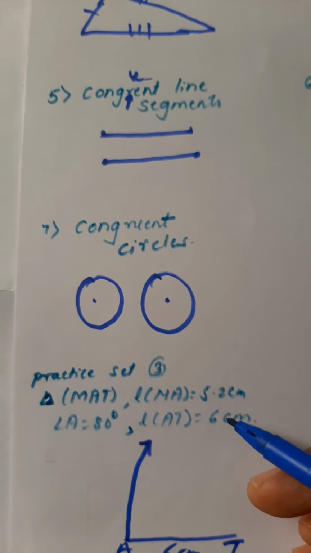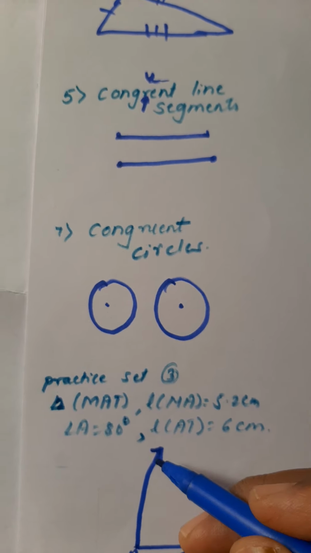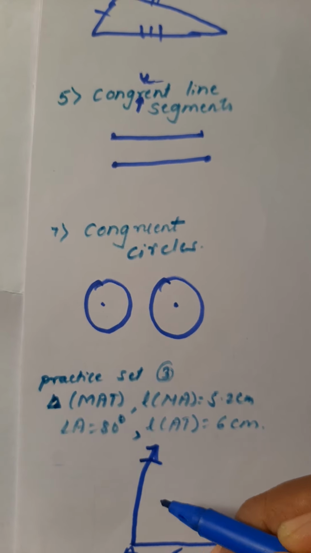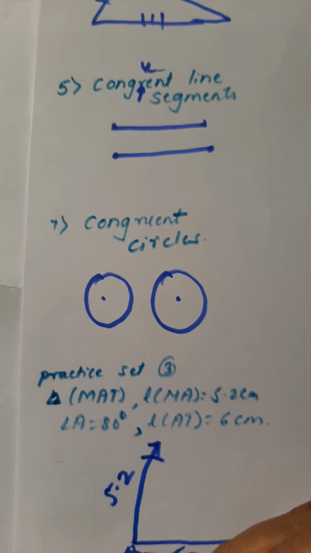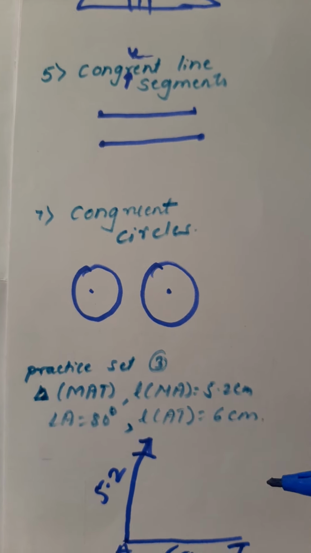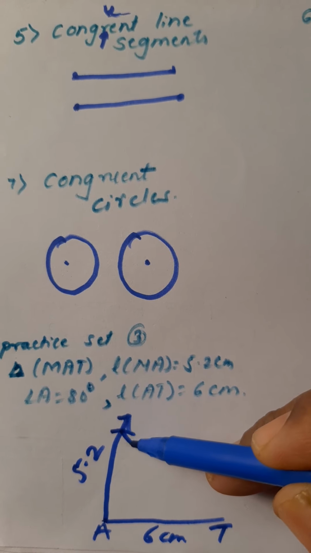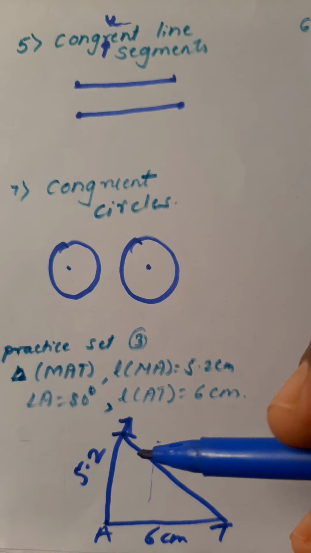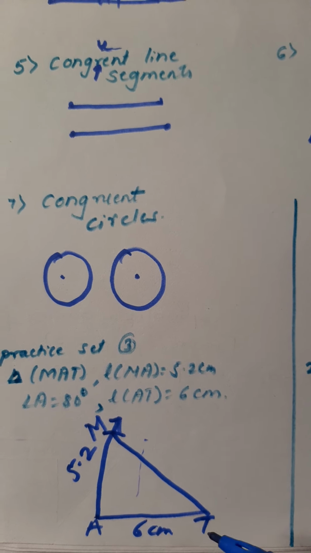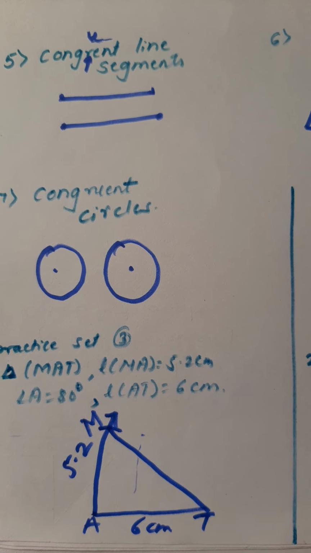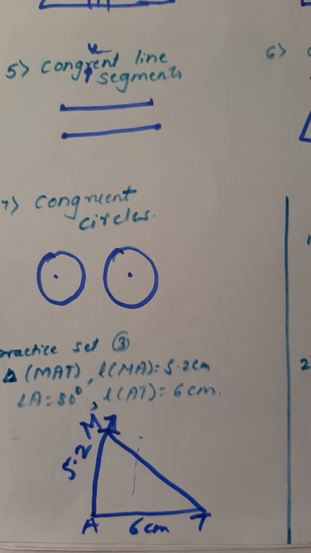Take a scale, measure 5.2 centimeter, and draw an arc of 5.2 centimeter with the help of a rounder from the point A. Then join this point and T. This new point will come here, M. Okay. Now this is our given answer.